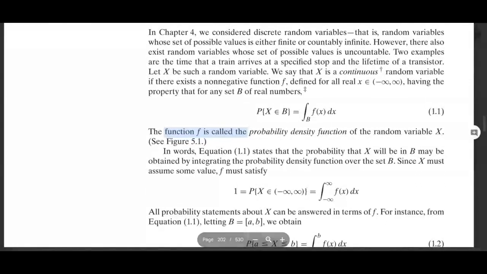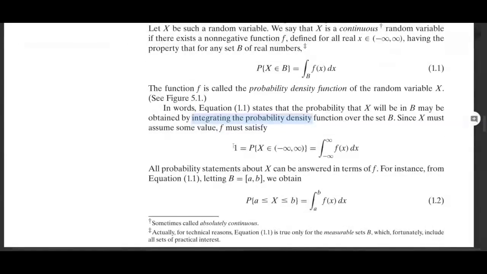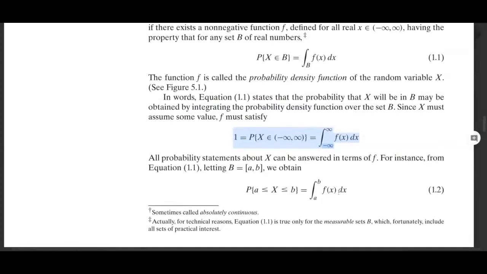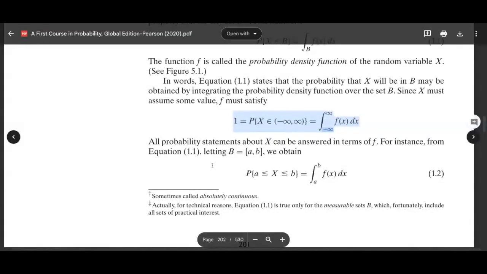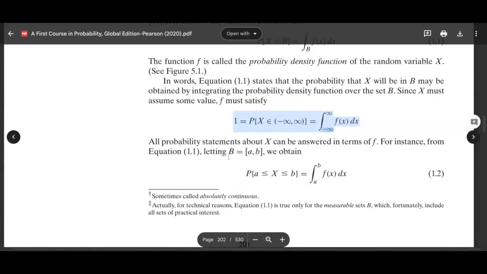So in words, this states that the probability that the random variable will be in a set B of real numbers may be obtained by integrating the probability density function over the set B. Since X must assume some value, and because it's a probability distribution, it has to satisfy this condition, right? So all probability statements about X can be answered in terms of f.